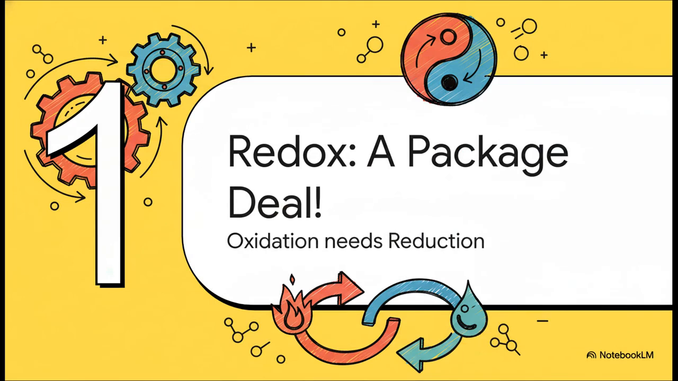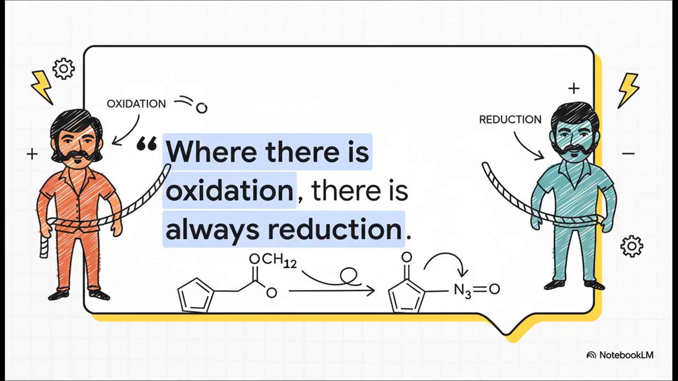All right, let's jump right into the most fundamental rule of this chapter. The word redox itself is a clue. You see, it's two words smashed together, reduction and oxidation. And the thing is, they are a package deal. They always happen together. Just think of them like Jai and Viru from Sholay, totally inseparable.